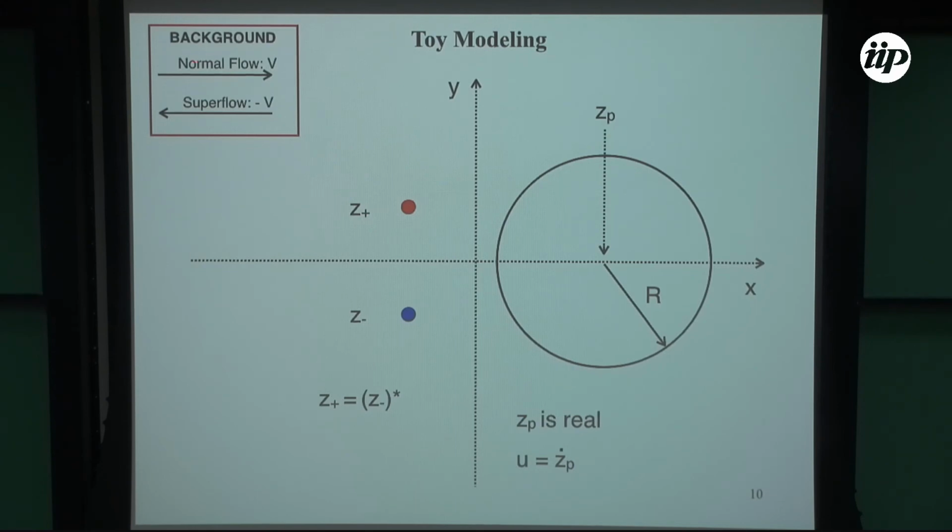And we have an external background flow. So normal flow goes from left to right here, and superflow goes from right to left. And we're considering the situation where the densities of normal and superfluid components are the same, so that both velocities have the same absolute value. One is V and the other one is minus V, just to simplify all the discussion. But of course, we can generalize it easily to other different situations.